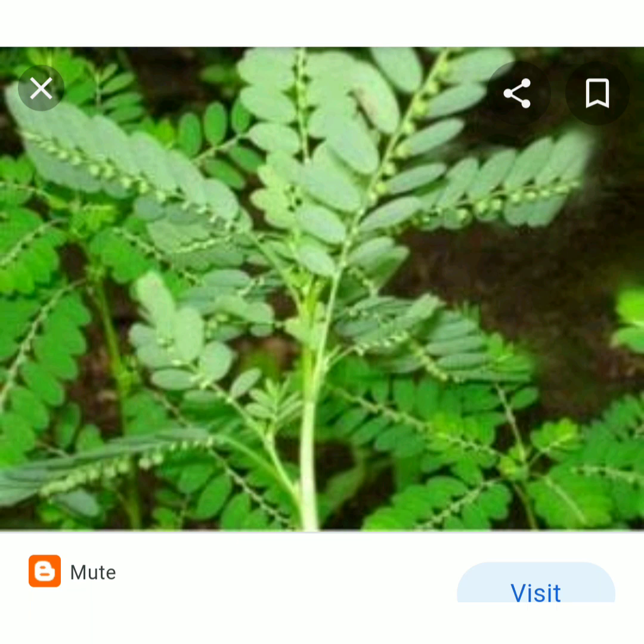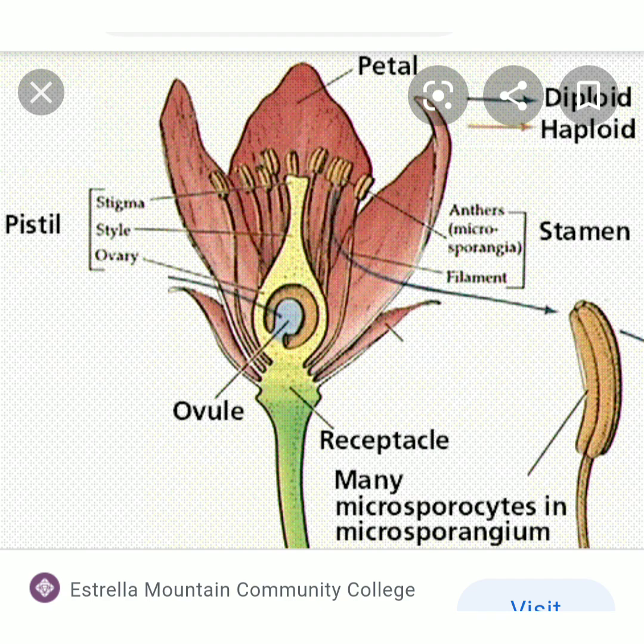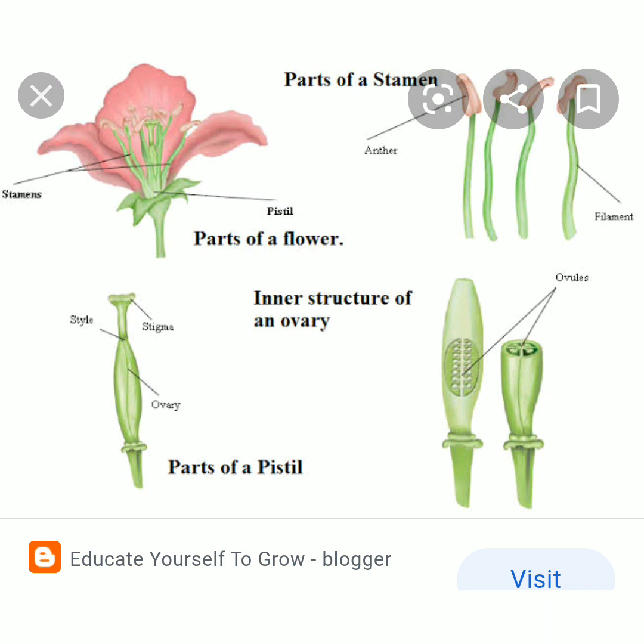Okay. So in the previous classes, we discussed certain points. Which are they? Let's recollect them together. Okay. We discussed the main parts and functions of a flower. The main parts of a flower are calyx, corolla, androecium, and gynoecium. The male reproductive part is androecium and the female reproductive part is gynoecium.